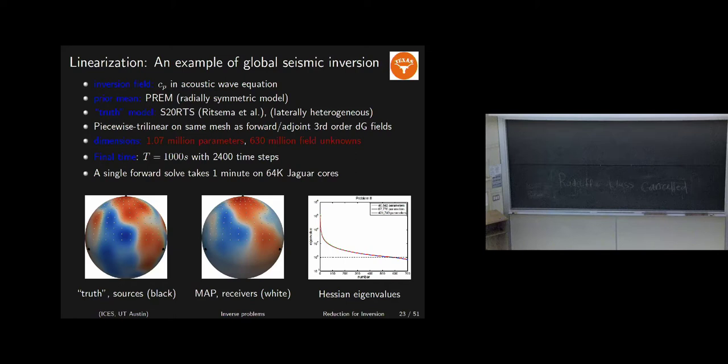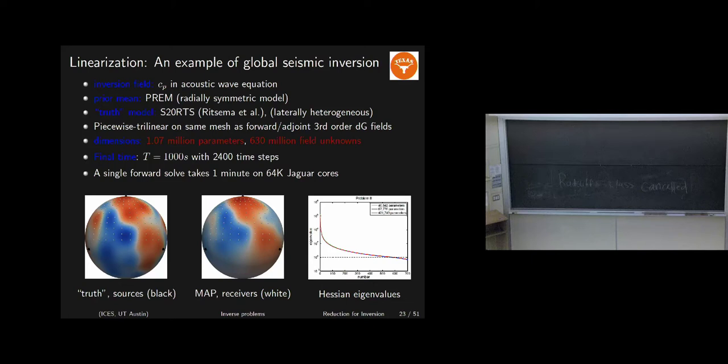Okay, so the true, we do synthetic, right? The white dots here are where we do observation, synthetic observation. These are earthquake sources. And the true is this, right? Actually, this is 65 kilometers inside the Earth. That's how the synthetic thing that we want to recover looks.